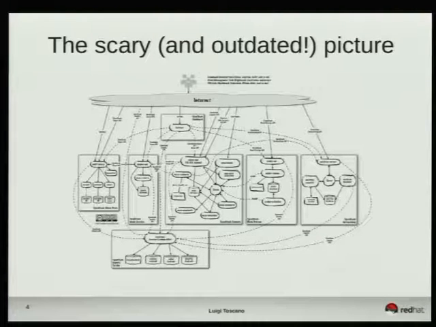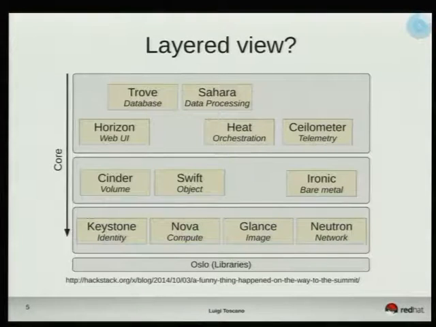So I would like to move the focus to a layered view. Not all the components in the OpenStack world have the same importance. We can distinguish a set of components which are more core. No one is doing anything without Keystone for providing the identity authentication. Probably you want Nova in your system to handle compute nodes. Glance as well for the image handling, and Neutron is going to be more and more important with all the movement to software-defined networks and so on.